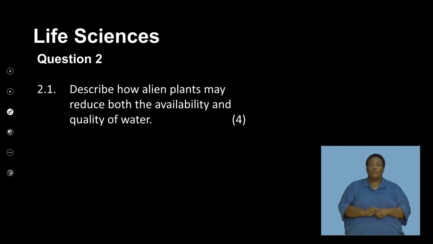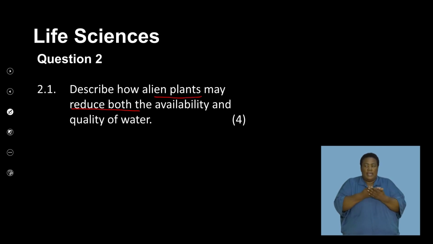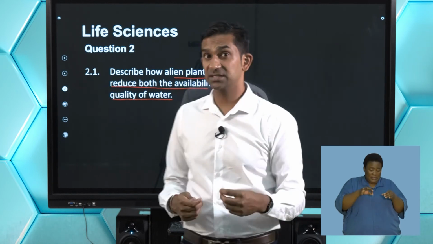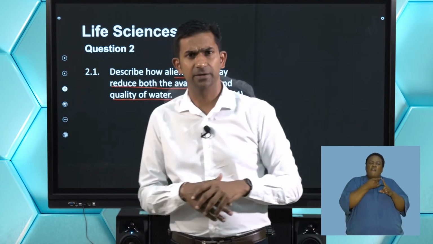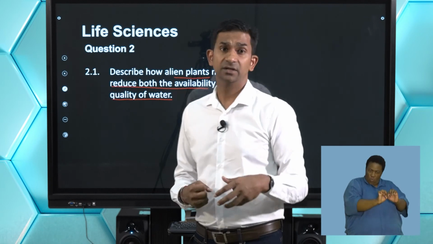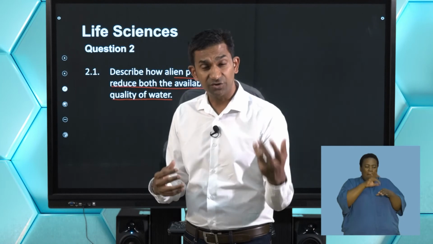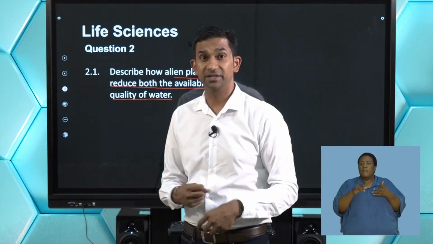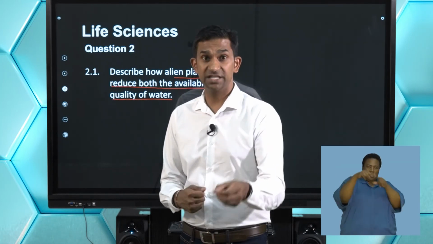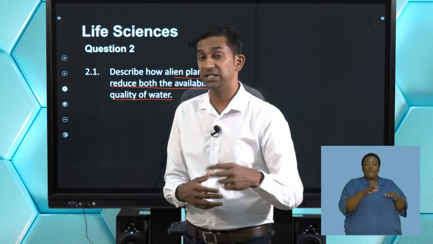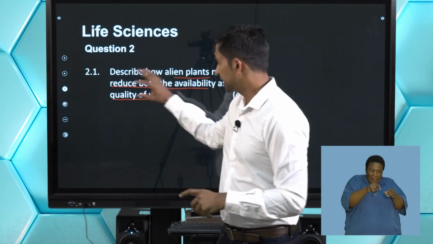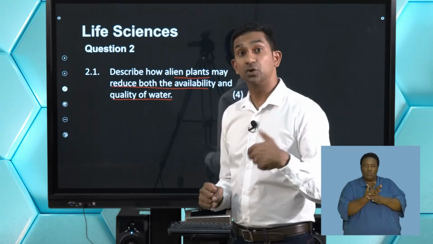Great. Okay. So the next question, describe how alien plants may reduce both the availability and the quality of water. Now guys, as I discussed early on, I mentioned that alien plants are plants that are not indigenous to an area. And so these plants are brought in by different people into an environment that is not natural to them. Often it's carried by people that have settled into an area, either intentionally by bringing plants or accidentally through seeds. And those plants establish in an area where they can grow much easier.